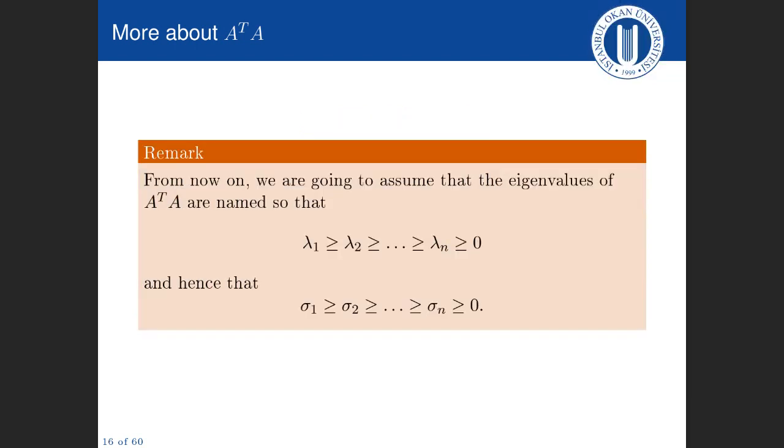From now on, we need to assume that we've sorted the eigenvalues of A transpose A so that we're always writing the biggest one first. Whenever we find the eigenvalues, we're going to write the biggest one first, the second biggest one will be lambda 2, the third biggest one will be lambda 3, and so on. And then when we take the square roots of these eigenvalues to get the singular values, again, sigma 1 will be the biggest singular value, sigma 2 will be the second biggest, and so on.